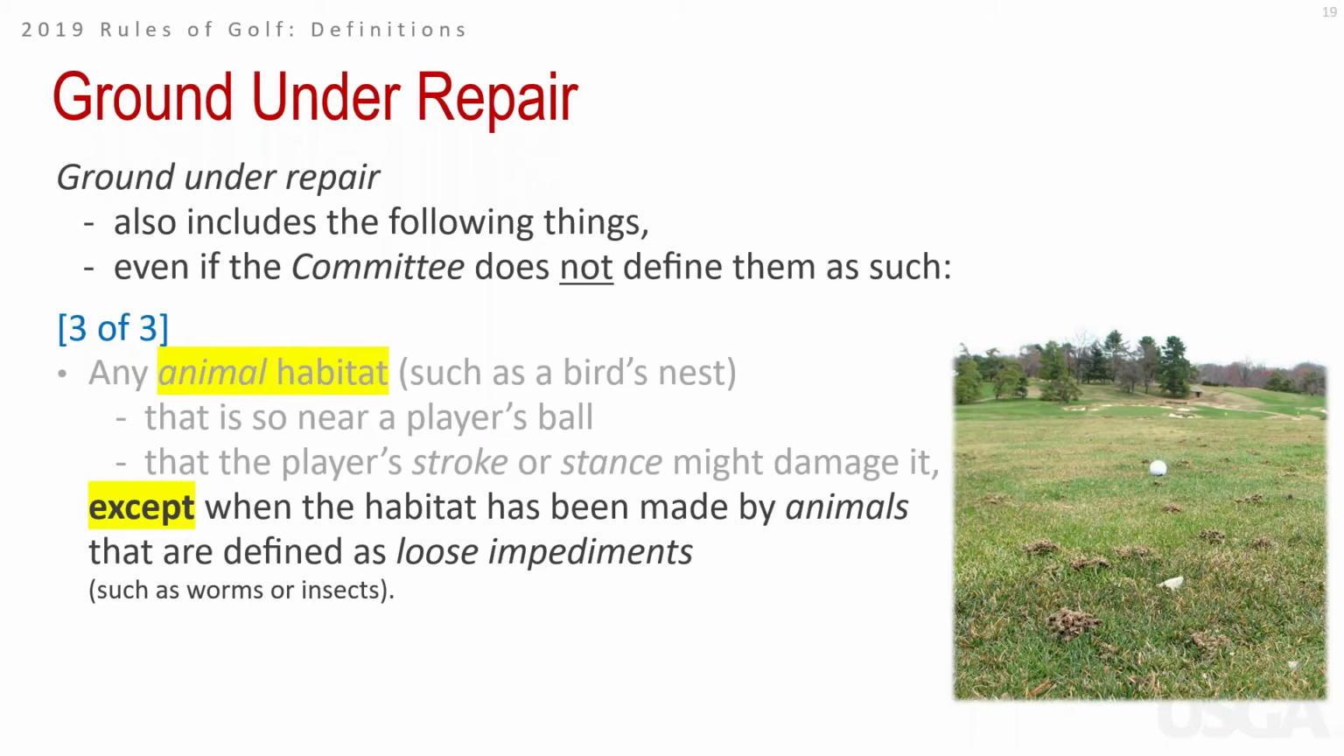Again, this example on the right of your screen will show these worm casts that have been made possibly after a rainstorm. We're going to define those as loose impediments, but we are not going to give you ground under repair relief for that being an animal's habitat.